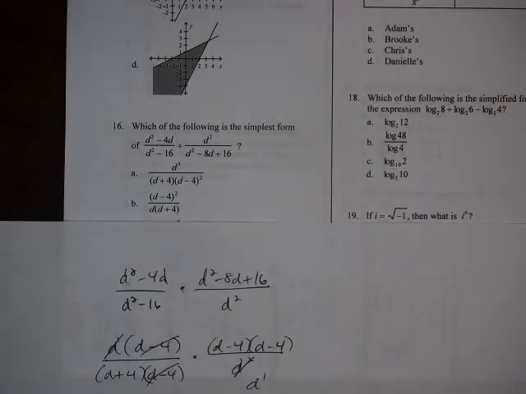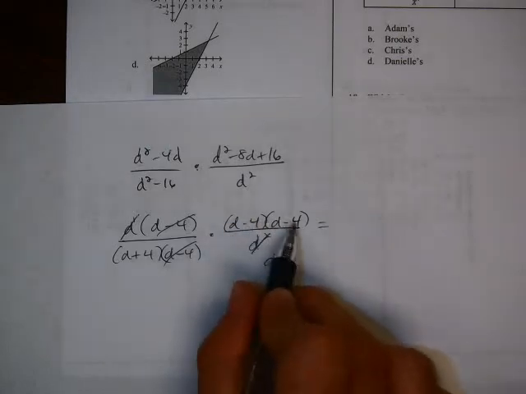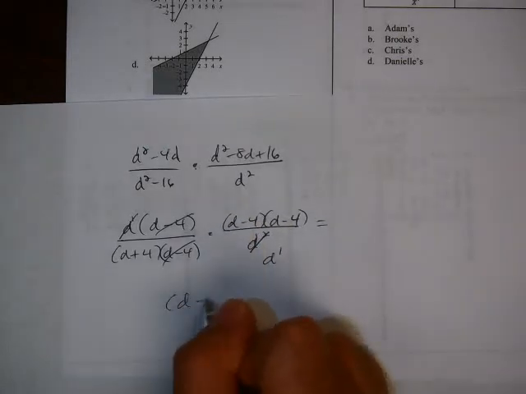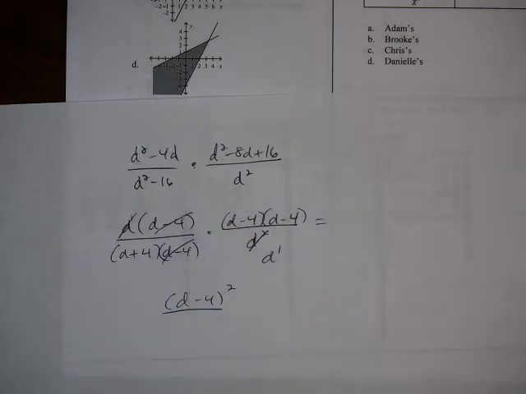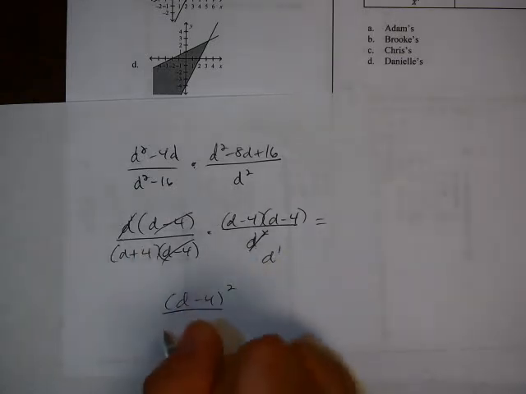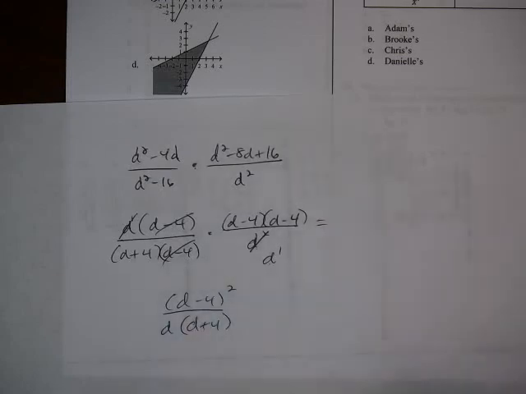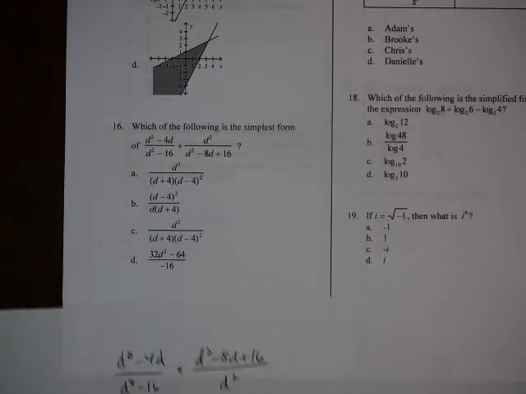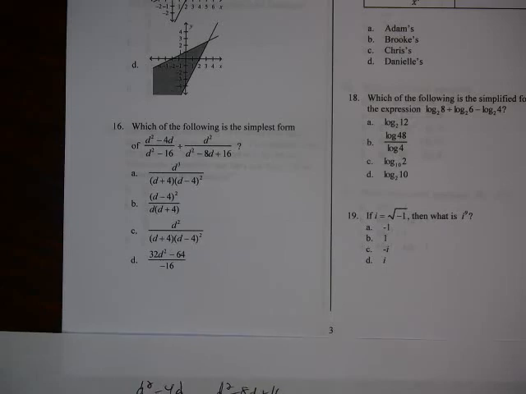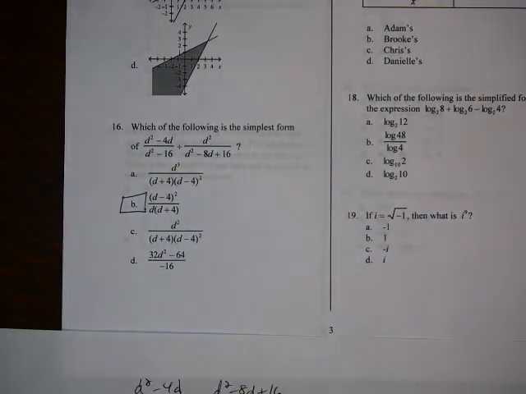So now, when we try to simplify this and multiply, there's two of these d minus 4s, so we can just write it as d minus 4 squared. Then on the bottom, we're left with the quantity d plus 4 and d to the first. D to the first will go in front, d plus 4 after it, which, when we look at our four choices, is exactly the same as B. So our answer for number 16 is B.